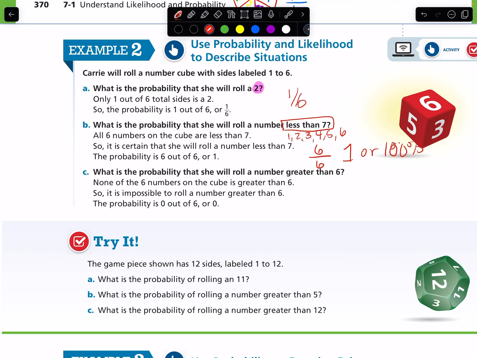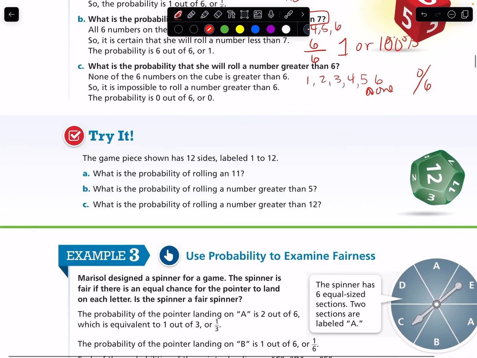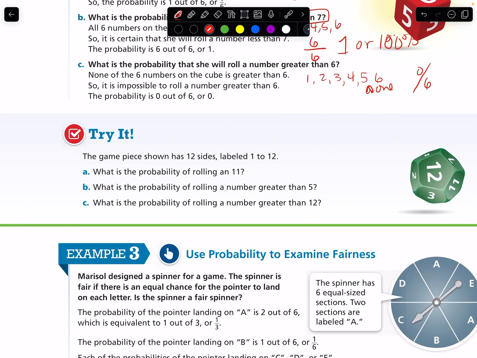That should be a 6. What is the probability she will roll a number greater than 6? So that will be, let's see, in my numbers 1, 2, 3, 4, 5, and 6, are any of them greater than 6? No, none. So your probability will be 0 out of 6. It wants us to try it. You guys go ahead and try it, and I want you to come back and check to see if you're correct.